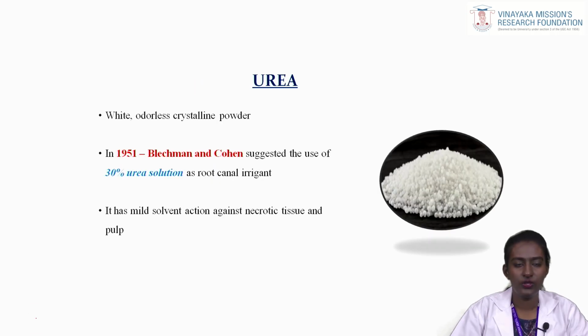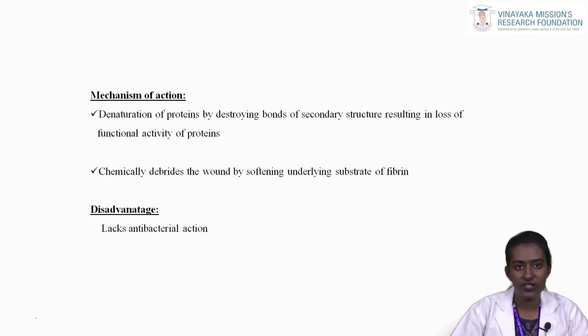First, let us move on to urea. Urea is basically a white, odorless crystalline powder. It was introduced by Belchman in the year 1951, who suggested that a 30% urea solution can be used as a root canal irrigant. It was found to have a mild solvent action against necrotic tissue and pulp. The mechanism of action is the denaturation of proteins by destroying the bonds of the secondary structure, which results in the loss of the functional activity of proteins, and it also chemically debrides the wound by softening the underlying substrate of the fibrin. But the disadvantage is that it lacked an antibacterial action.